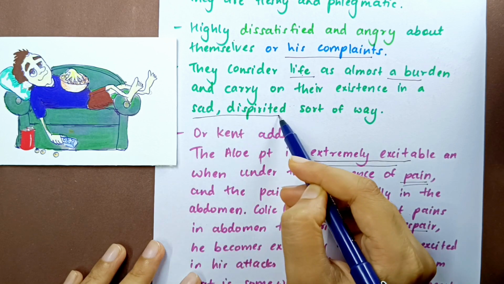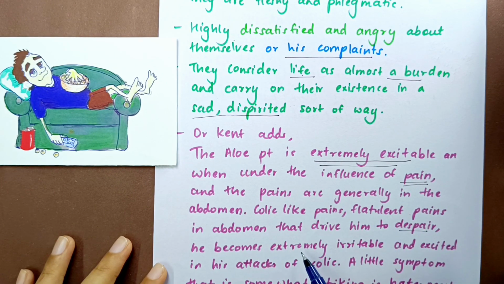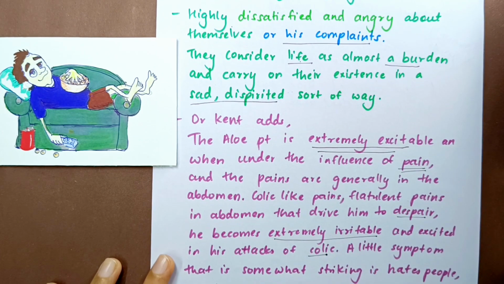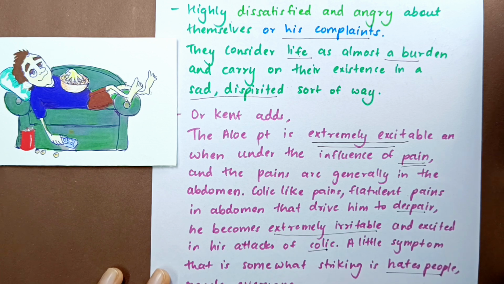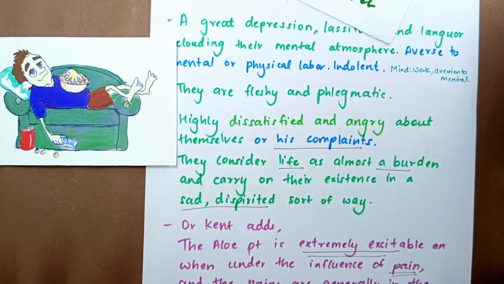Okay, everything is sad. He will become extremely irritable and excited in his attacks of colic. Whenever he has pain, he will get excited, and because of that he will be irritable. A little symptom that is somewhat striking is that he hates people and repels everyone. So he is not only sad, dissatisfied and angry about himself, but he will hate everybody and repel everybody. Okay, he hates everybody and repels everybody. That's about the mind of this remedy.